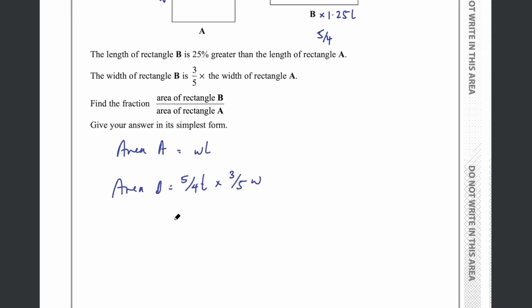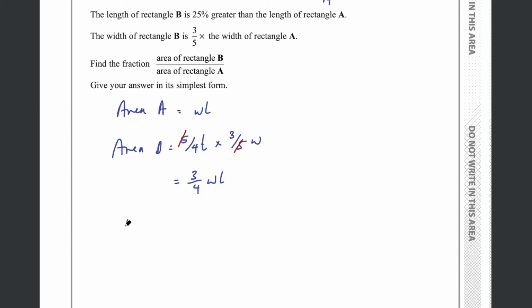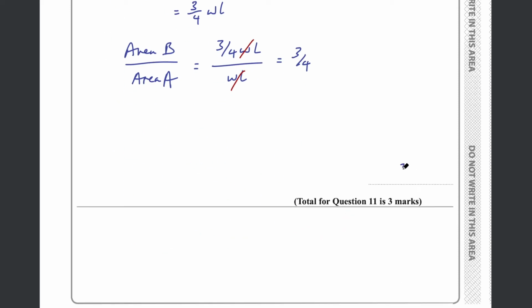And then simplify this a little bit. So if I'm multiplying these together, I could actually cancel out these 5s. So this would just be 3/4 W times L. And then if we wrote this as a fraction, the area of rectangle B over the area of A, this would be 3/4 WL over WL. Well, then those width times length cancel out, so we're just left with 3/4 for our final answer. Okay, that was question 11 for 3 marks.